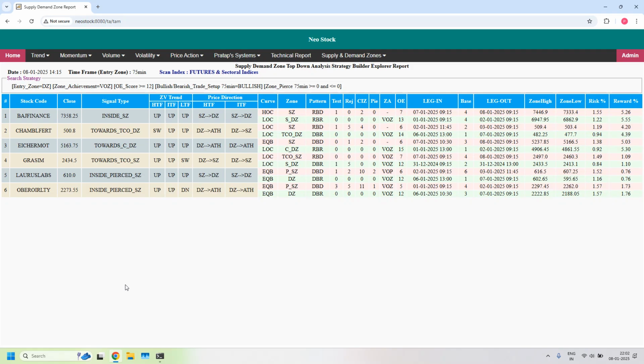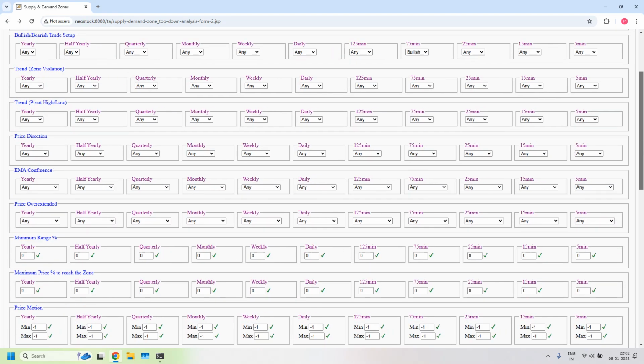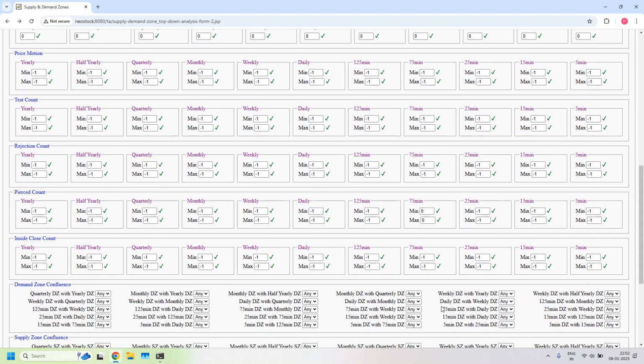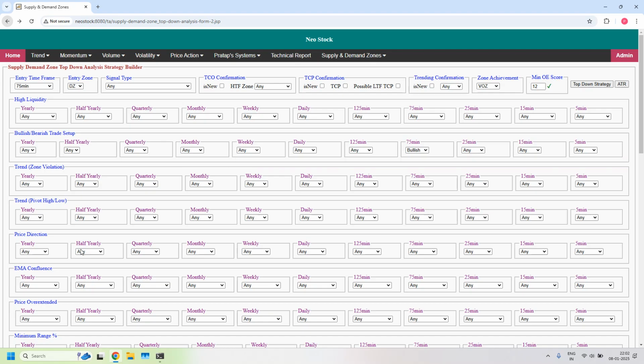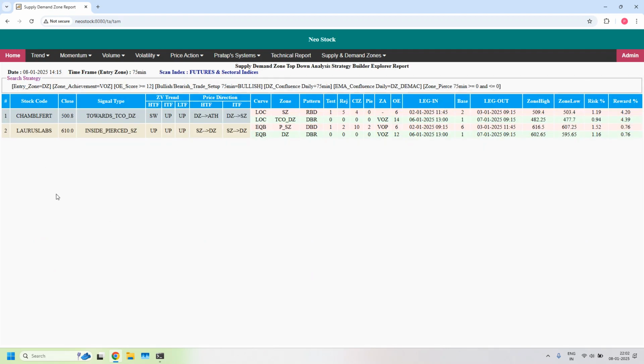Out of these 6 75 minute demand zones, how many have ITF demand zone confluence? That is 75 minute with daily demand zone confluence. I am enabling the filter. With this filter, 4 stocks are filtered. In these 4 stocks, the 75 minute demand zones are part of the daily demand zone, and the daily trend is up in all the stocks. Let us look for daily demand zone with daily EMA confluence. So daily time frame, daily demand zone with daily EMA confluence filter is enabled. With this filter, out of 4, 2 stocks are filtered. These 2 are even more high probability trade setup supported zones.